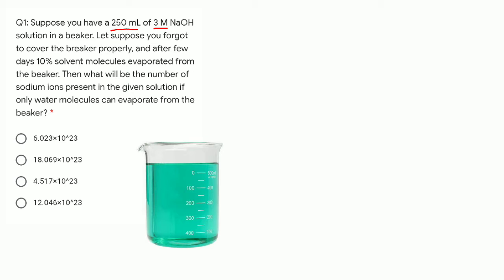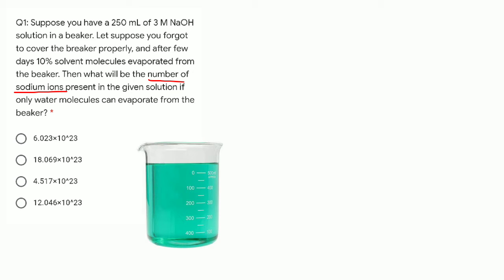Here it is again given that, let's suppose you forget to cover the beaker properly. If we forget to cover the beaker, then what is going to happen? Because of the temperature of the room, the water molecules are going to evaporate slowly. After a few days, it says that 10% of the solvent is evaporated from the beaker. Then what do we have to find out? We have to find the number of sodium ions present in the given solution.